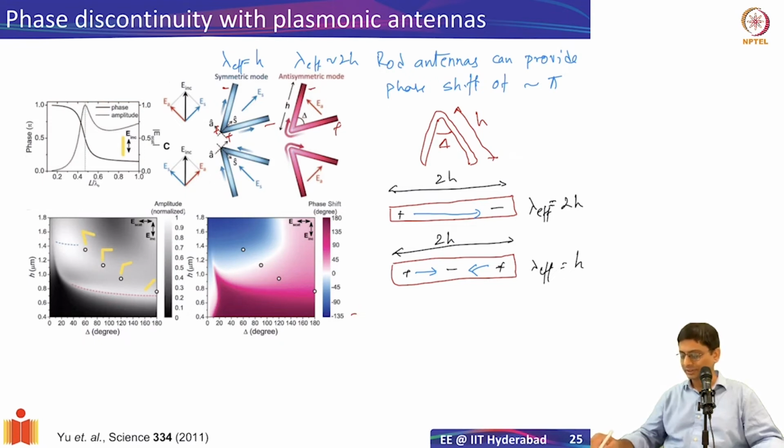This is pi by 2, right? So this is pi by 2. So this is minus pi by 2, minus pi by 4, 0, pi by 4, and pi by 2, and so on. So you're seeing that there's a much wider range of phase shift that can be introduced.